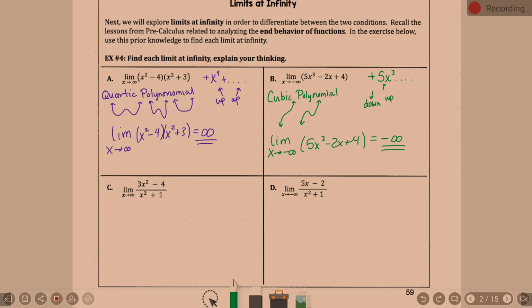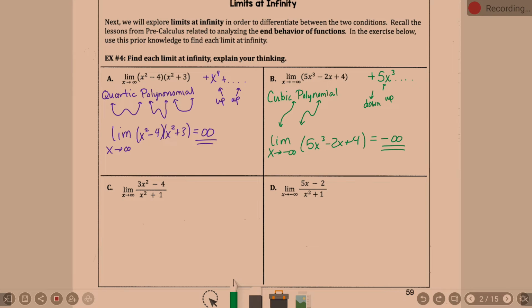Okay, we got the gist of what we're doing. Okay, C. What is it when the powers are equal? There's none. No, there is one. You use coefficients. So it's 3 over 1. Okay, we're getting there.